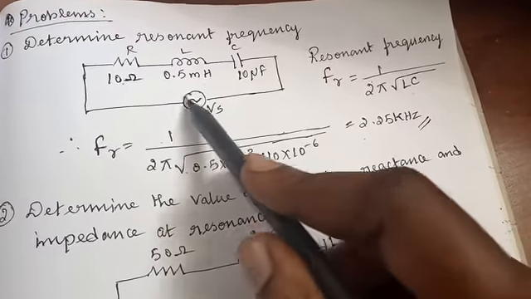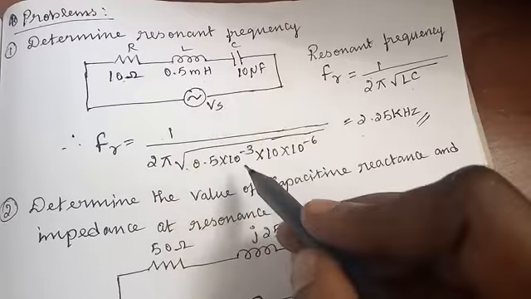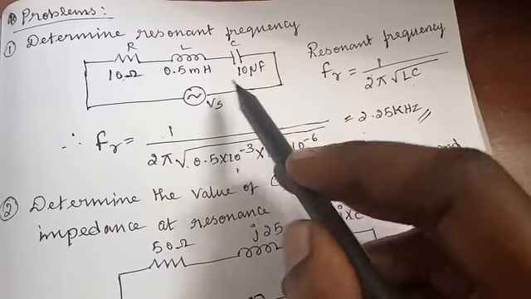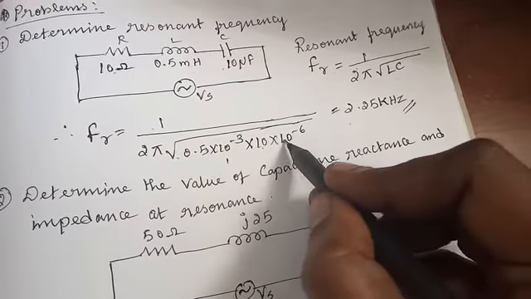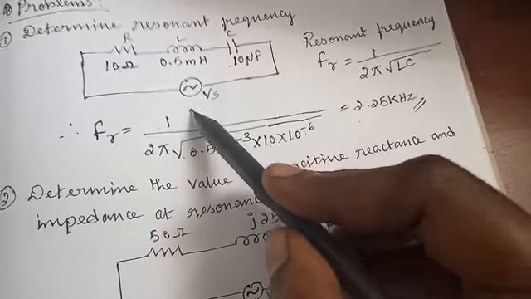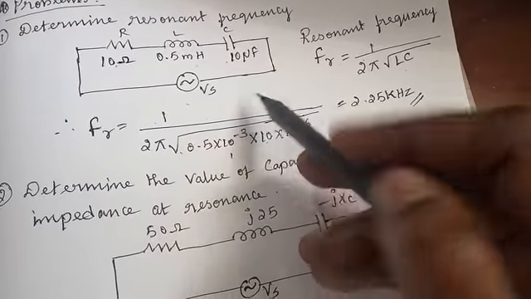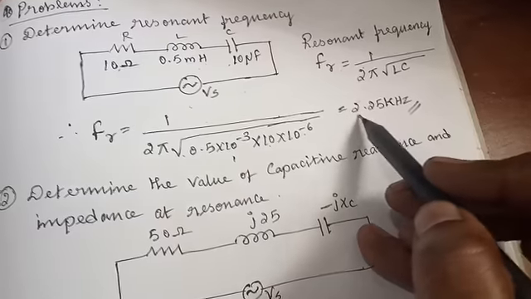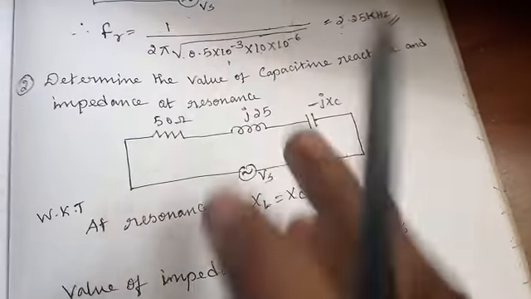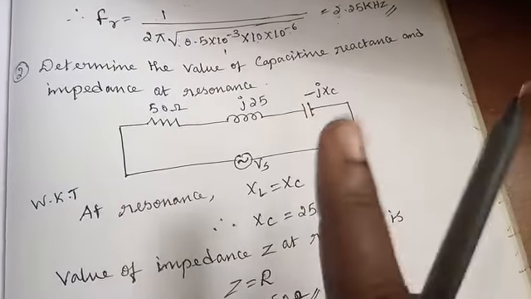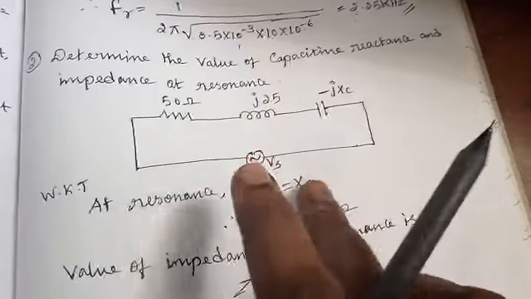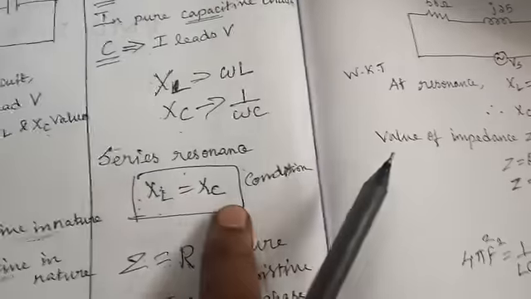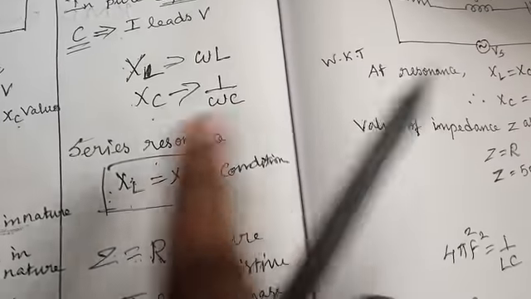1 by 2 pi, the value of L is 0.5 milli, so I'm substituting it as 10 power minus 3. The value of C is 10 microfarad, so I'm substituting it as 10 into 10 power minus 6. We know milli is 10 power minus 3, micro is 10 power minus 6. By substituting I can get the resonant frequency. Resonant frequency is the frequency at which resonance occurs, because at that frequency XL and XC become equal. We'll see one more problem.